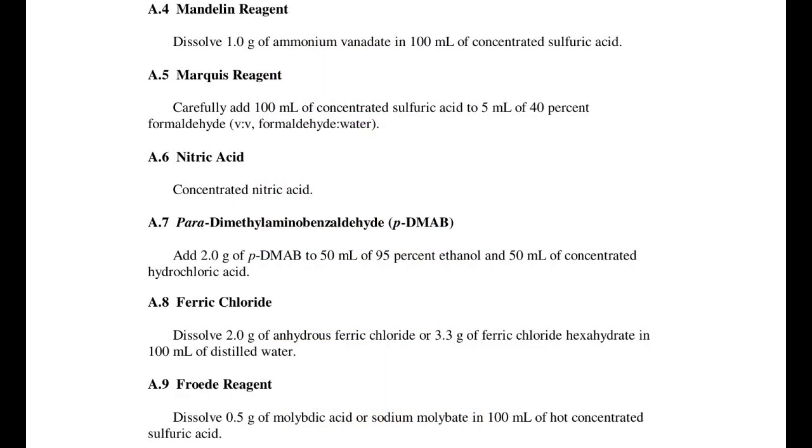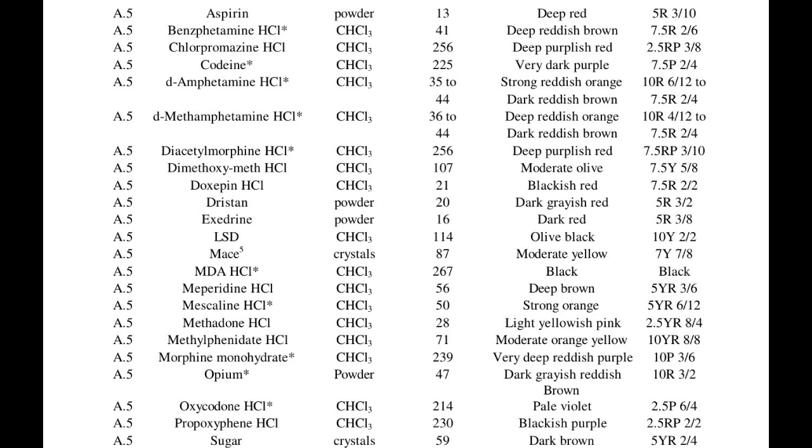The next one is another common general reagent, Marquis reagent, which is made by slowly adding 100 milliliters of concentrated sulfuric acid to 5 milliliters of 40% formaldehyde, although like the 33% stuff will also work. It is also used to test for a wide variety of substances.